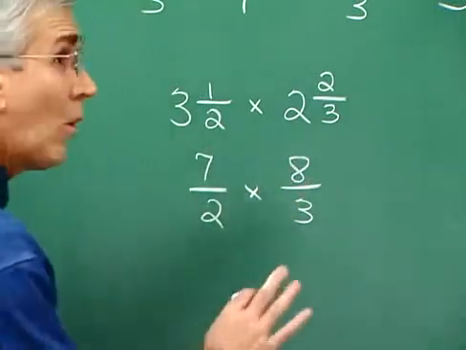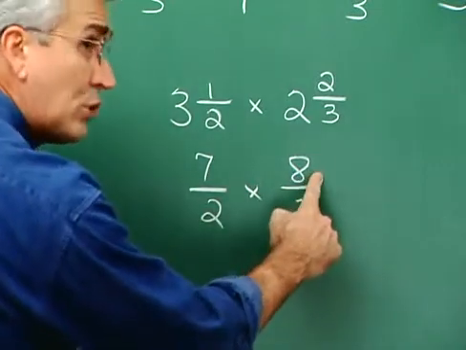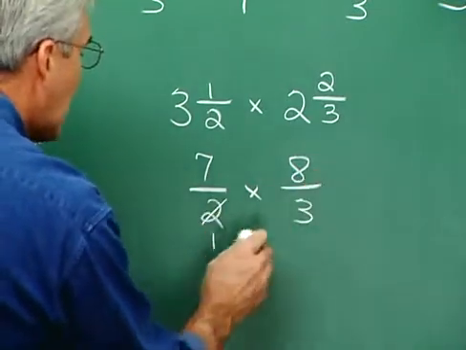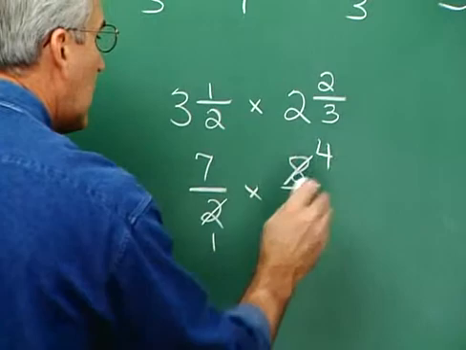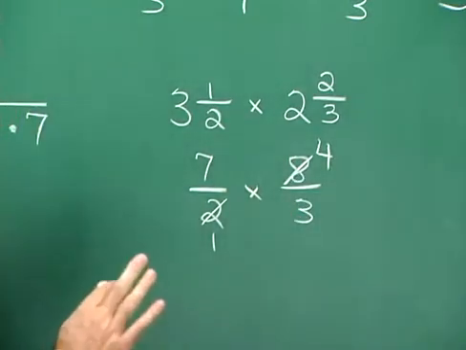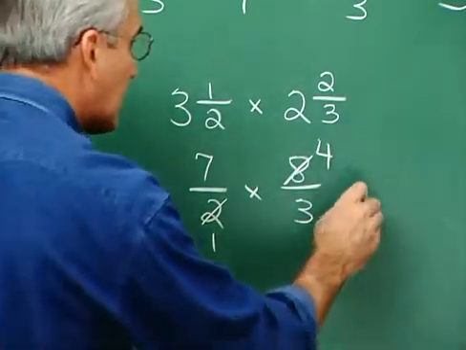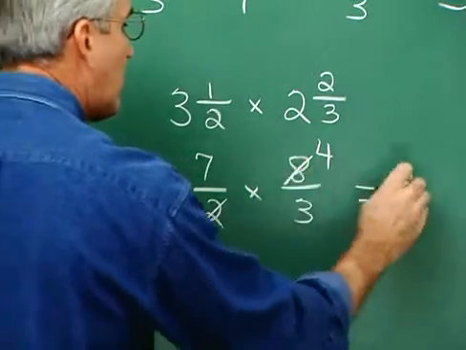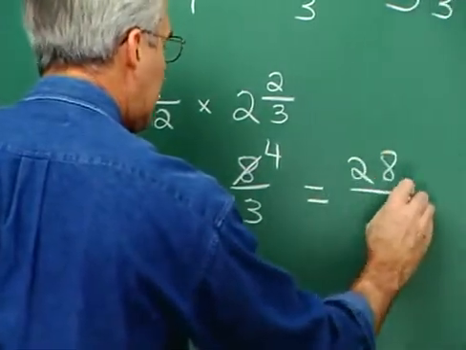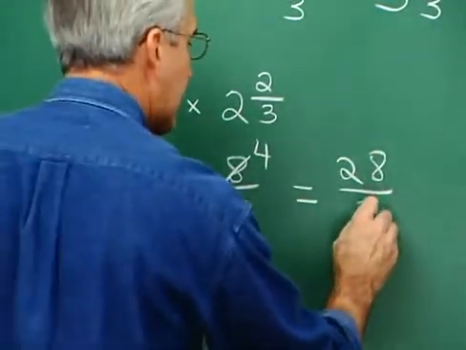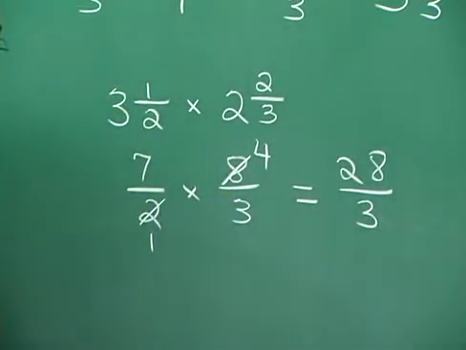I'm looking around here. Oh, I see one. The 2 here with the 2 factor in 8. 2 into 2 goes 1. 2 into 8 goes 4. And now I don't see any other opportunities to cancel, so I multiply straight across. 7 times 4, 28. 1 times 3, 3. 28 over 3.